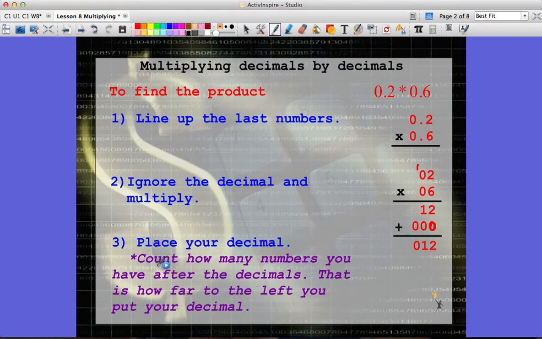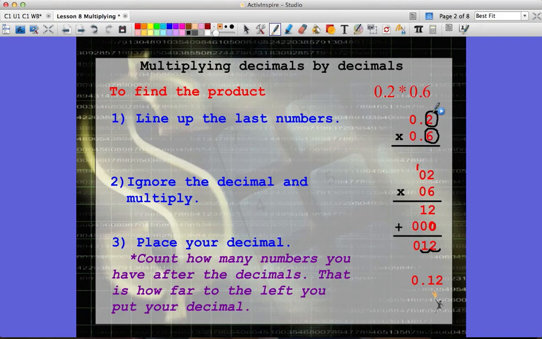The way that we place our decimal is we count how many numbers we have after the decimal. Okay, that's how far to the left you place your decimal. So what that means is I have one number after the first decimal and I have one number after the second decimal. So that means I need to move my decimal 2 places to the left. So it always starts at the far right and then moves to the left that many places. So I have 1 in the first one and 1 in the second one.